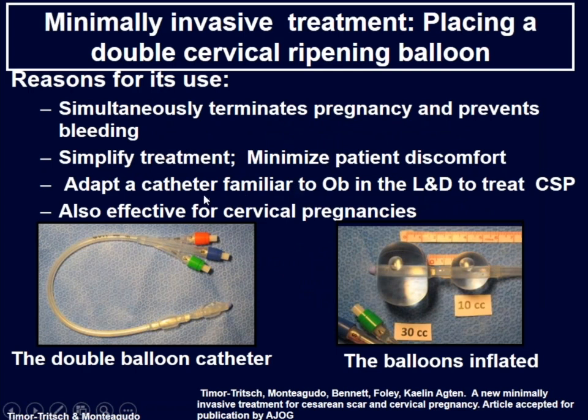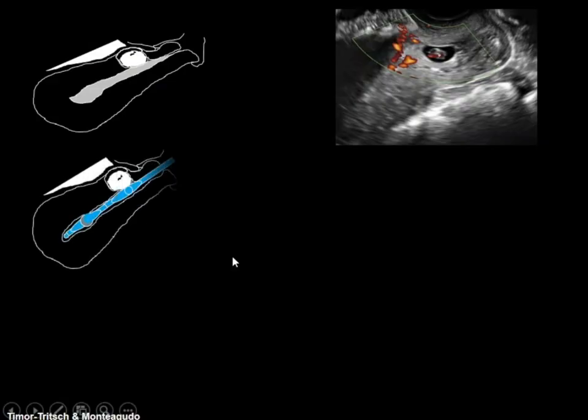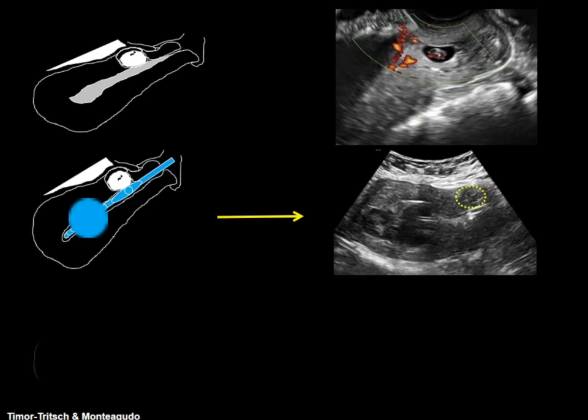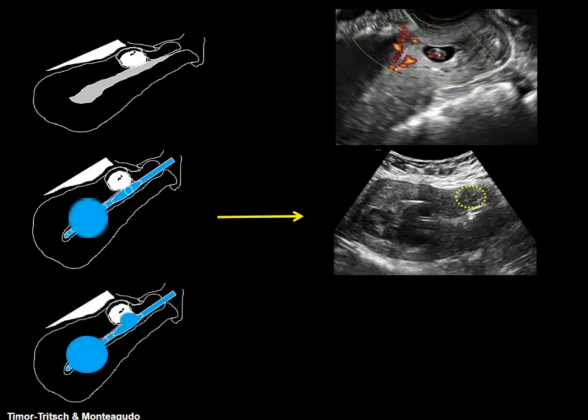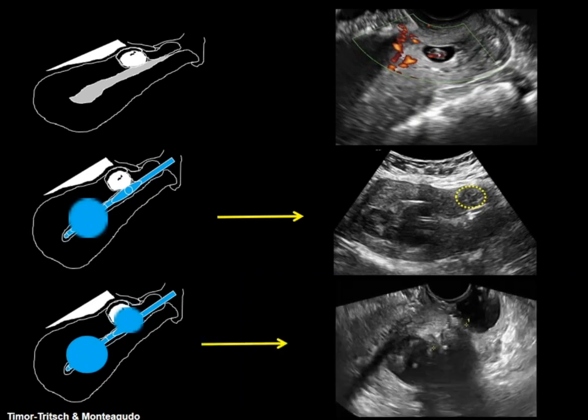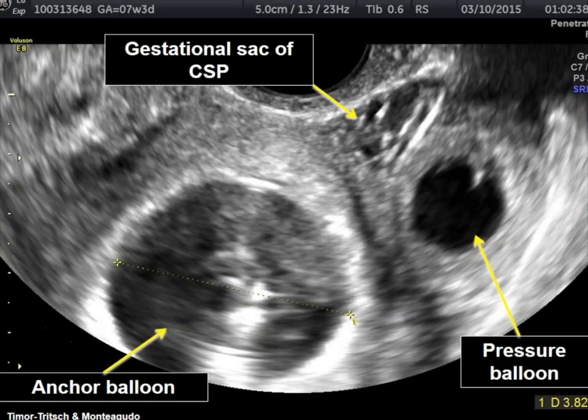It minimizes patient discomfort, and several OB practitioners are familiar with its use in labor and delivery to induce labor. You can see its effect here, where the double balloon is inserted into the uterine cavity. The upper balloon is inflated. It serves as the anchor balloon, and the lower balloon is then inflated opposite the cervical pregnancy or a scar pregnancy, and performs the treatment.